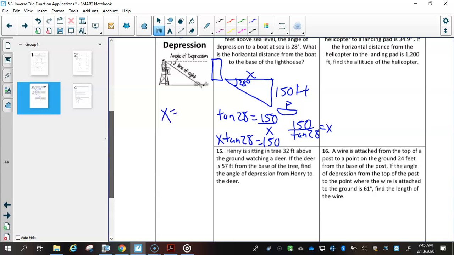What is x? 282.1. Oh, I definitely did cosine when I did mine. Yeah, that's funny. 282.1. Round to 2 decimal places for sides. Make sure you're putting units on these.